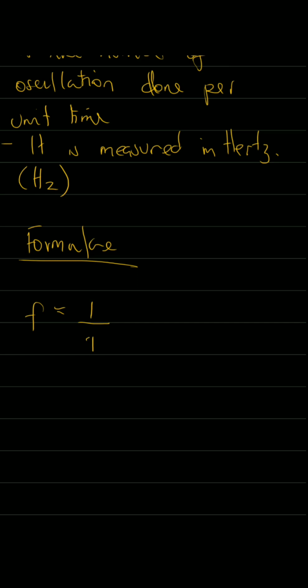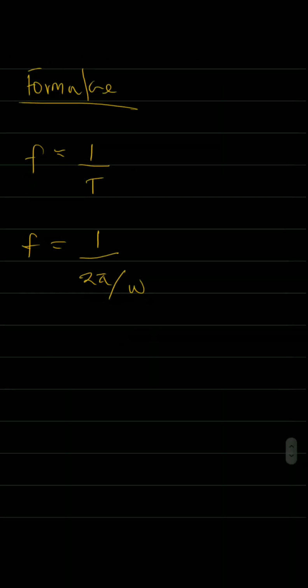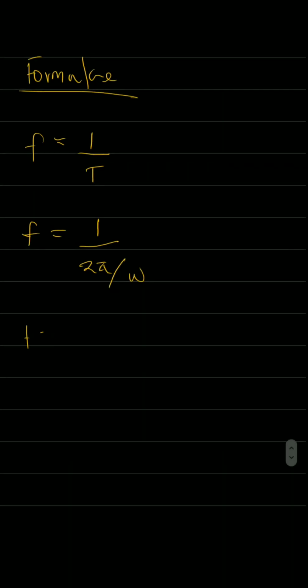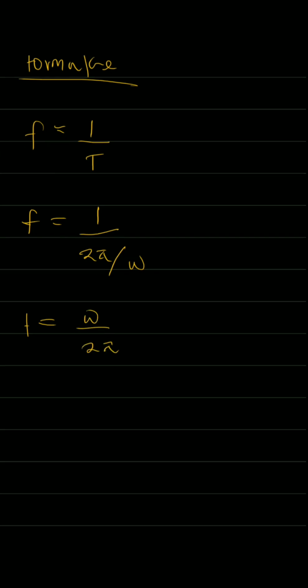So this one also can be quantified by use of formulae. So the frequency is equal to 1 over the period. So it's simply 1 over the period. So it means that we can substitute where there is a period with 2 pi over the angular frequency, of which this can simply give us the frequency to be equal to the angular frequency on top divided by 2 pi, like that.